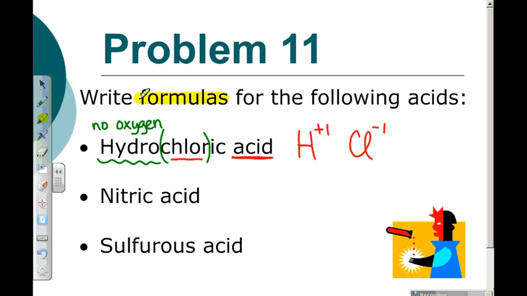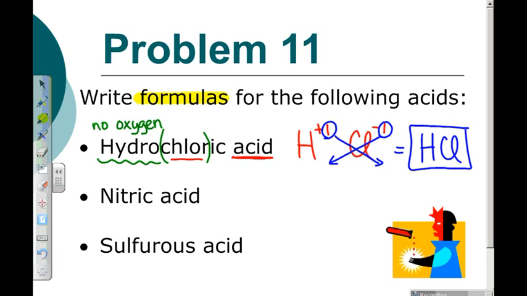Now that I know the two ions, I can crisscross here. I get H1Cl1, which of course we don't have to write the ones in, and we would just have HCl for our final answer. Hydrochloric acid is probably the most common acid that you'll deal with in this chemistry class, so that's an important one to know. The next example we have is nitric acid.